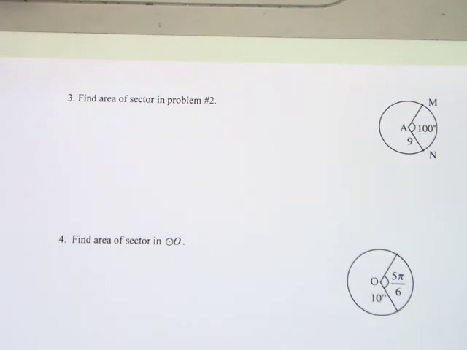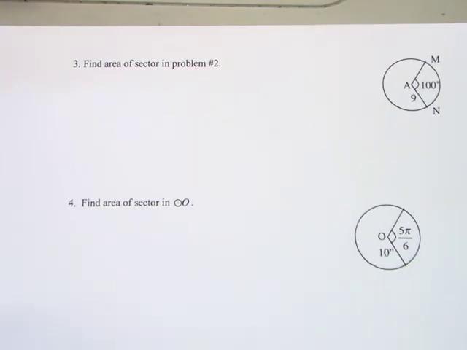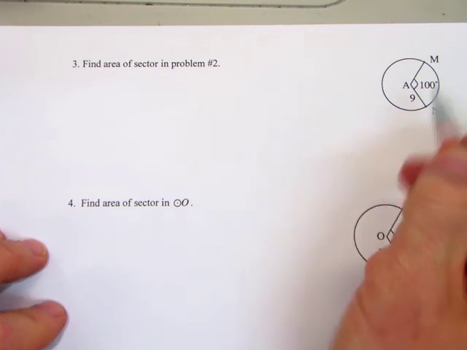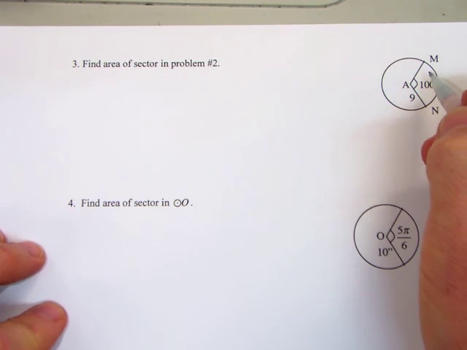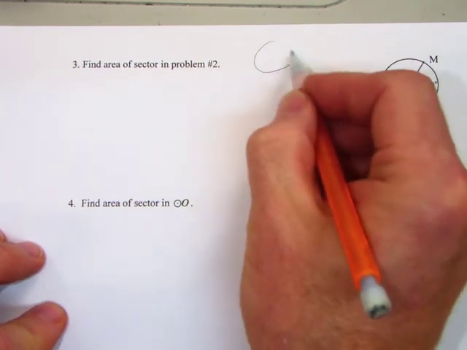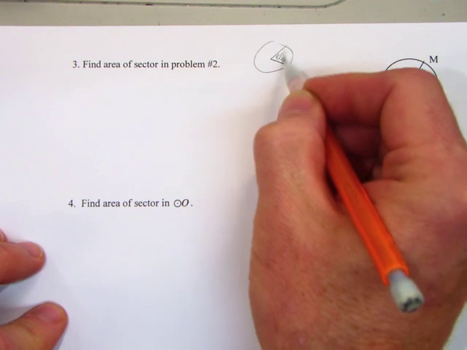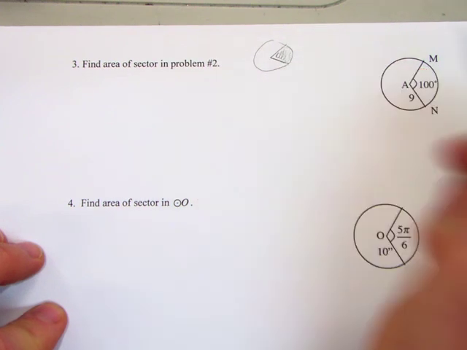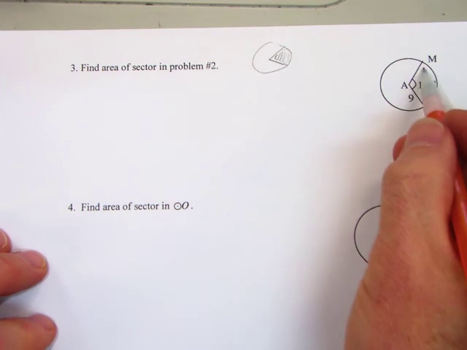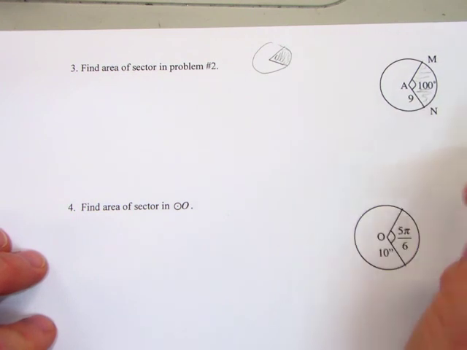Now, we have find the area. How is this going to be of the same circle? Well, we want a sector. First of all, we need to know what is a sector. A sector would be like this piece of pie. Okay? So, what is the area of that sector?